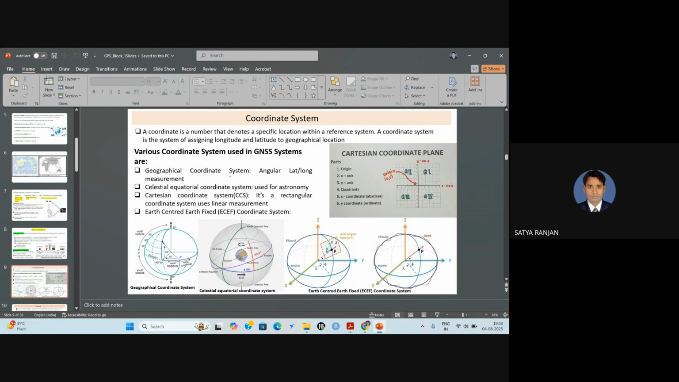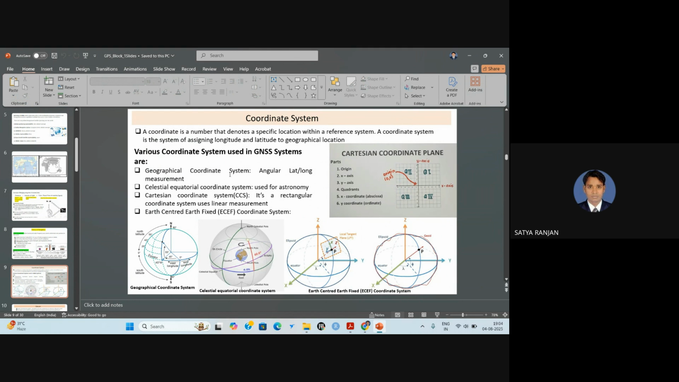Then the coordinate system. For a measurement of position, that is latitude, longitude, and altitude, and x, y, z coordinates, we need a coordinate system. This is a virtual coordinate system. Based on this virtual coordinate system, we can calculate the position and the different latitudes and longitudes are drawn. So the coordinate system is a set of numbers that denotes a specific location with a reference system, assigning latitude, longitude, and height information.